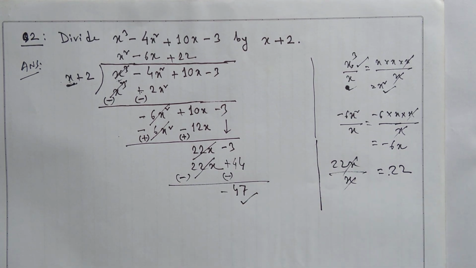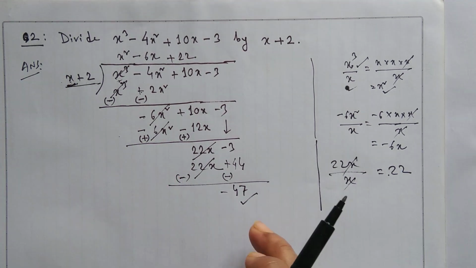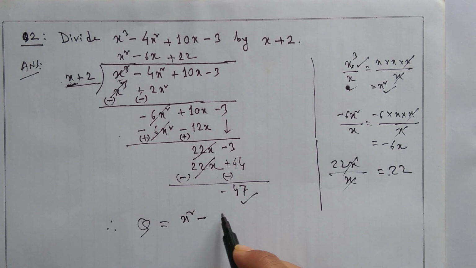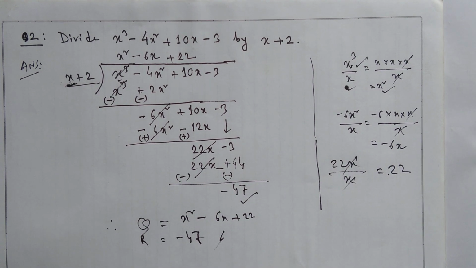Now this is a constant polynomial, degree 0. This is the linear polynomial, degree 1. So here the degree is smaller, we don't divide more. This is the last step. Therefore the quotient is x square minus 6x plus 22 and the remainder is minus 47. Okay, thank you.